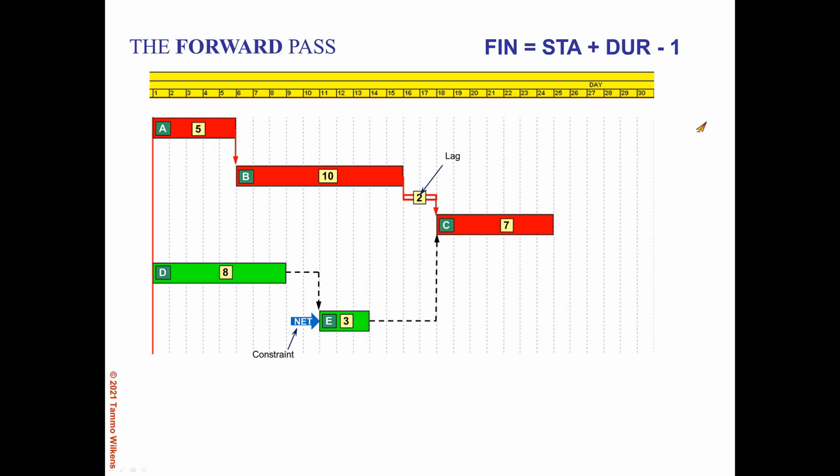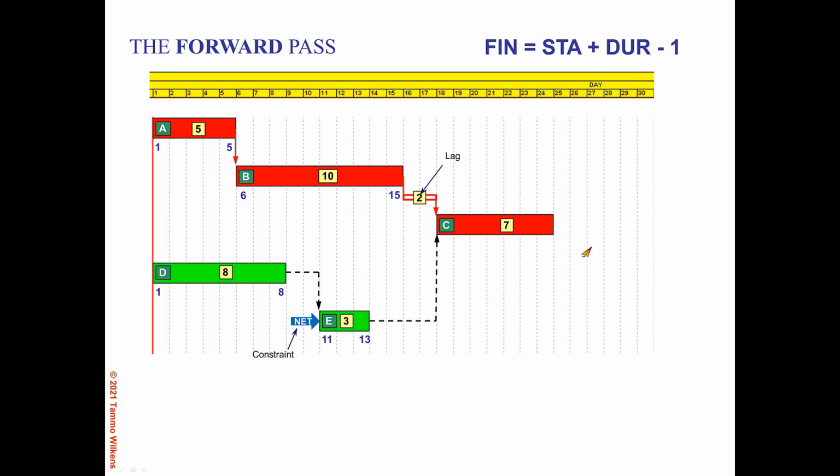Here we have our familiar network that I used in parts 1 and 2. If we look at the results of the forward pass, we come up with A and B coming up to a total of 15 days. Then we have a 2-day lag. The green path, activity D finishes on day 8, but activity E can't start on day 9 because of the constraint. So it doesn't start until day 11.